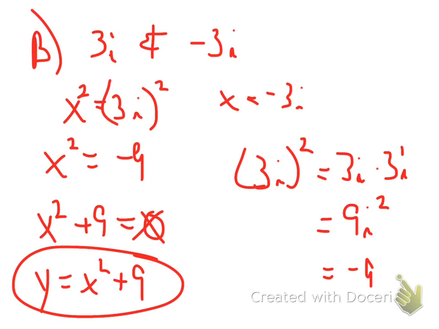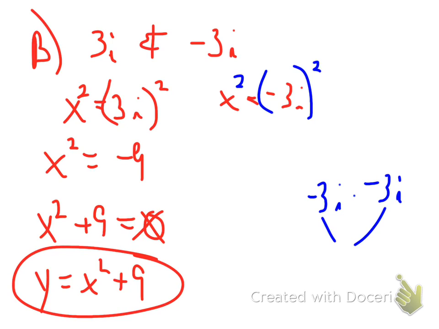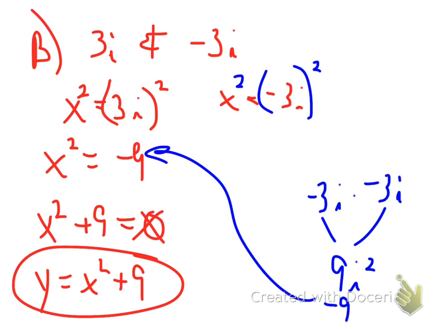I'm going to get the same solution if I use this other option here, because if I square both sides, I'm going to now have a negative 3i times a negative 3i, and negative 3 is still a positive 9i squared, which still gives me negative 9, so I'm still at the exact same spot here. Give me the exact same solution.